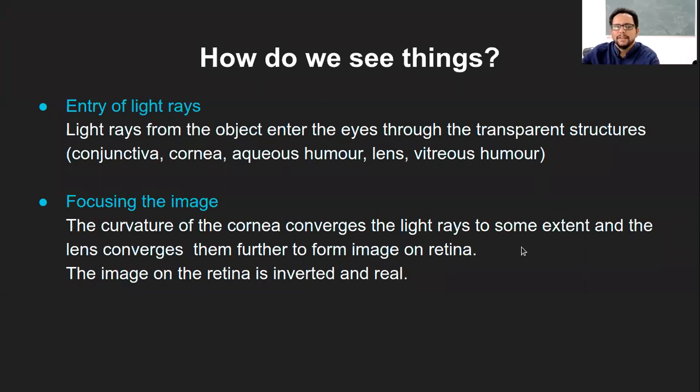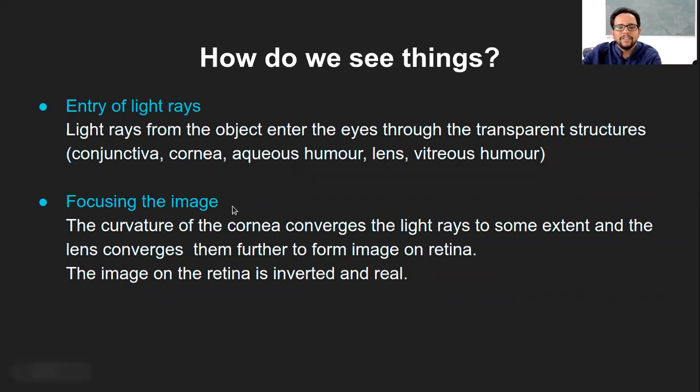So the first thing is the entry of light rays. Now, the most obvious question that has been coming in the test is the sequence of these structures through which the light passes. So obviously conjunctiva is the outermost. Light will enter first through the conjunctiva, then the cornea, then the aqueous humor or aqueous cavity, lens, and the vitreous cavity, and then what comes is the retina. So that's the path of light in the eye structure.